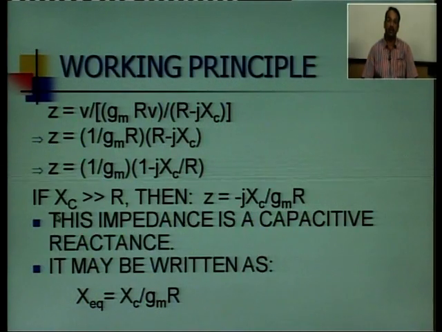As we already assumed that XC is very much greater than R, XC upon R is very much greater than 1. So 1 may be neglected. So Z is equal to minus J XC divided by Gm into R. This impedance is a capacitive reactance and may be rewritten as X equivalent. Its magnitude is XC upon Gm into R.